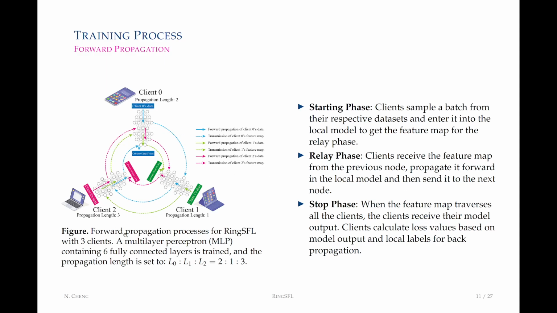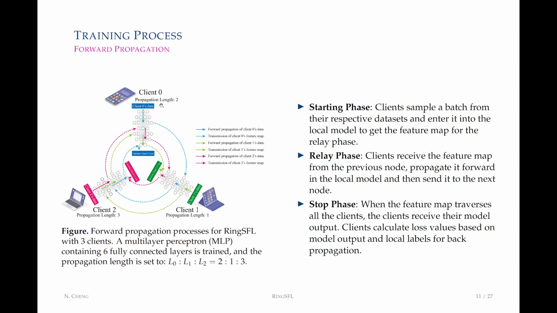We illustrate the forward and backward propagation process during the local training with the figures. This figure shows the RingSFL system with 3 clients collaboratively training a multi-layer perceptron with 6 fully connected layers. The propagation lengths of the 3 clients are set to 2, 1, and 3 respectively. First, we divide the forward propagation into 3 phases, namely the starting phase, the relay phase, and the stop phase. Let's take client 0 as an example.